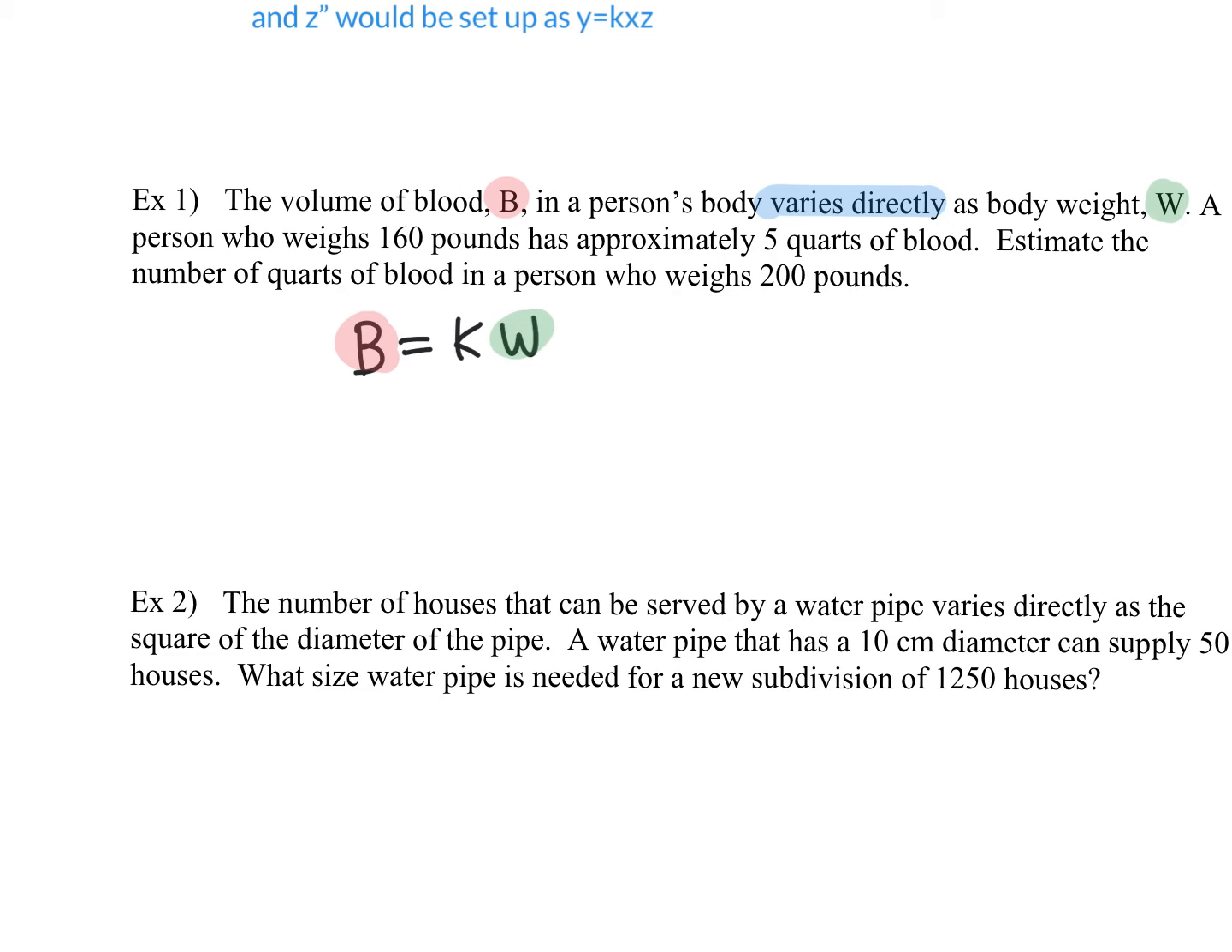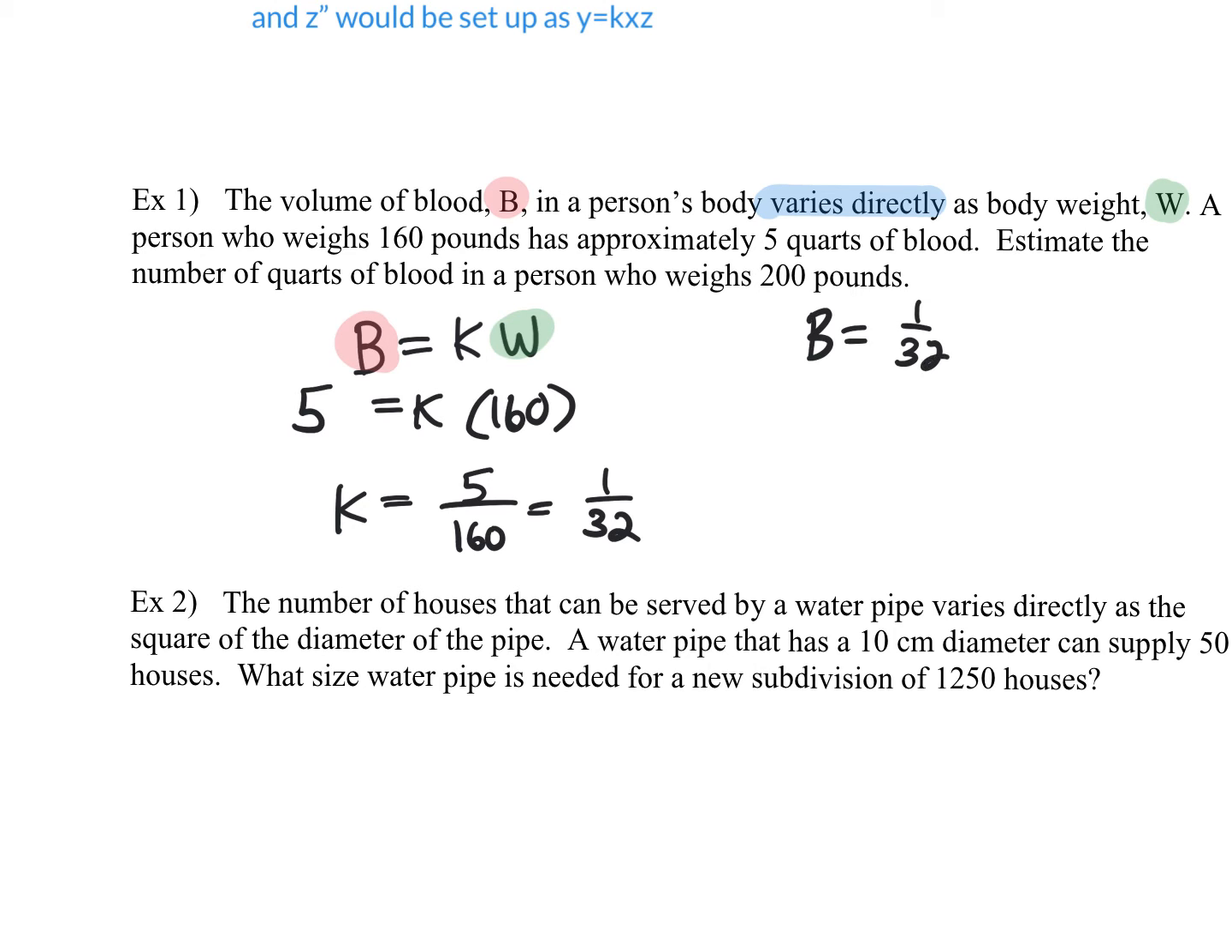They give us a situation. A person who weighs 160 pounds has approximately 5 quarts of blood, and that's going to allow us to find our k value. Our k value here will be 5 over 160, or simplified 1 over 32. Now that k value is fixed, it is a constant value, so we can rewrite our equation: B equals 1 over 32 times W.